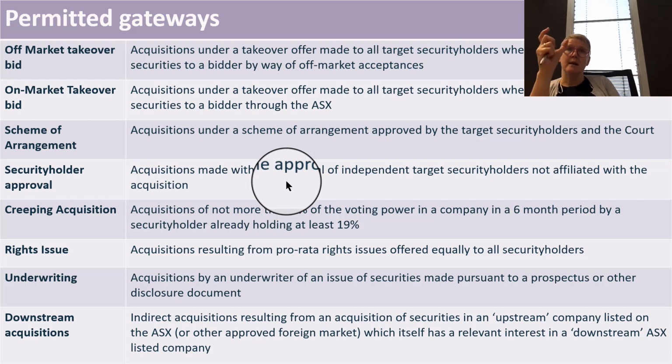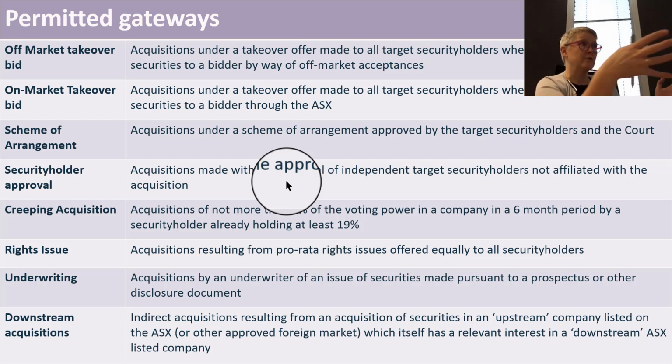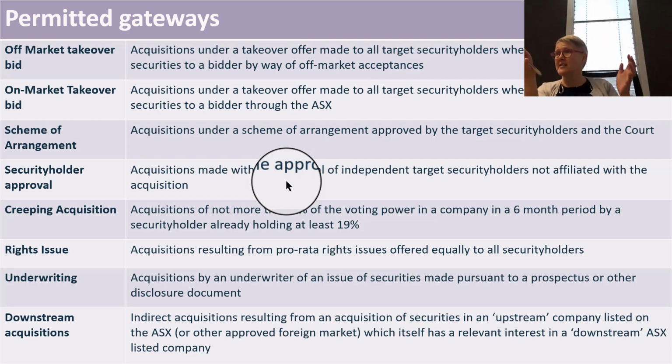Because it's a renounceable rights issue, if every shareholder just participates in proportion to their existing shares, there's not going to be any change in voting control, right? We've just got new shares issued, but everybody's participated. It never happens that everybody participates. And so you will always have a change in voting control as a consequence of that.